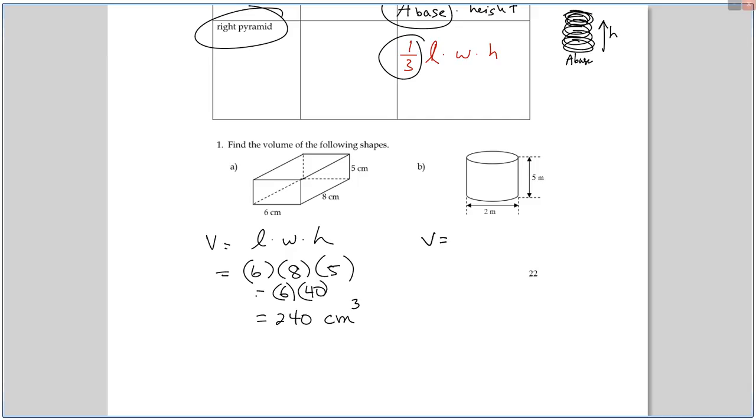The volume of a cylinder, pi r squared times h. So that's the area of a circle, pi r squared, times h, which is 5. So pi, what's the radius here? If they give you a diameter of 2, halfway would be 1. So this is pi times 1 squared times h, which is 5. Now 1 squared is just 1. So this is 1 pi times 5. What's 1 times 5? 5. So this is just 5 pi, whatever 5 pi is.